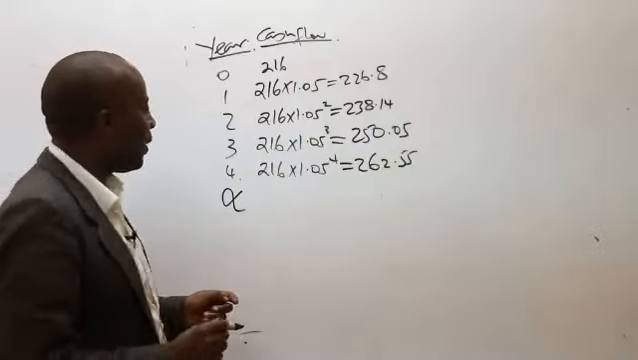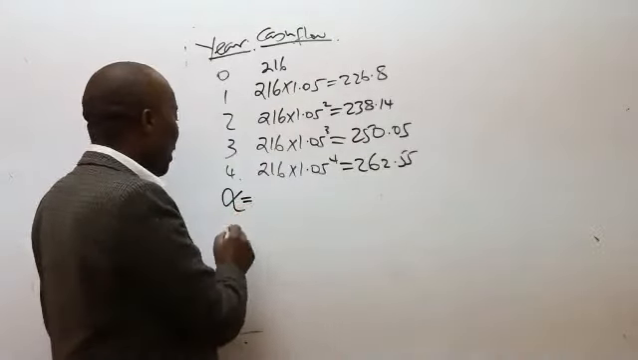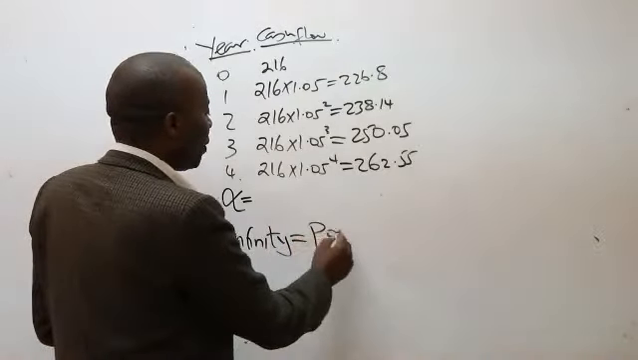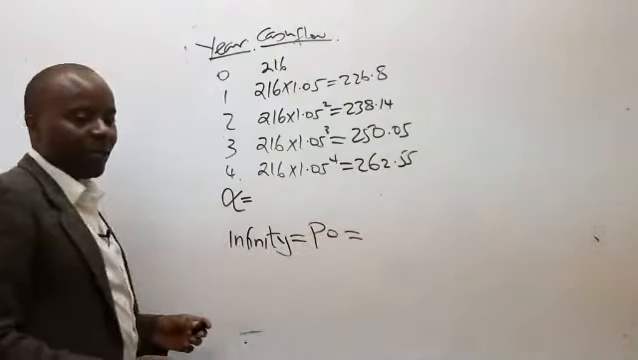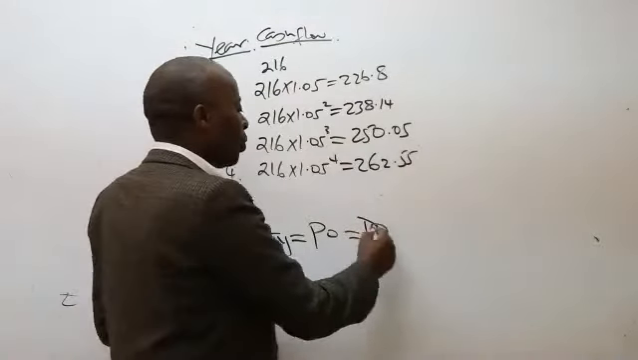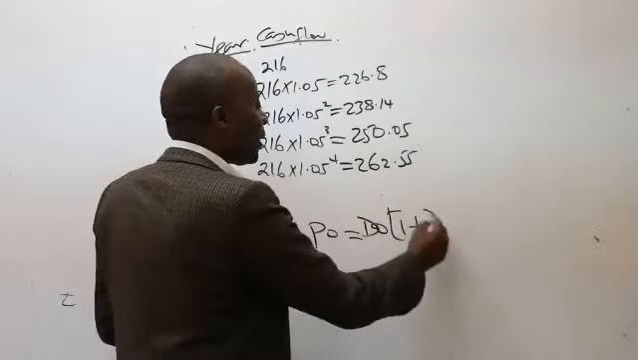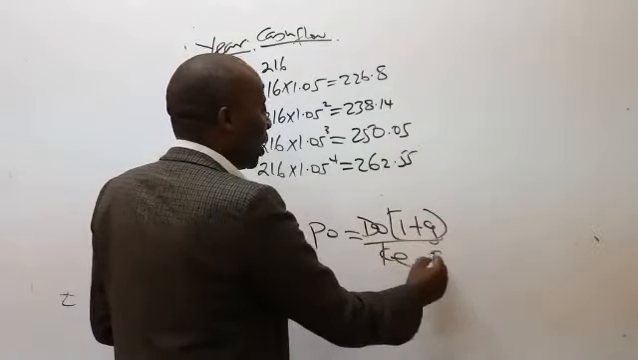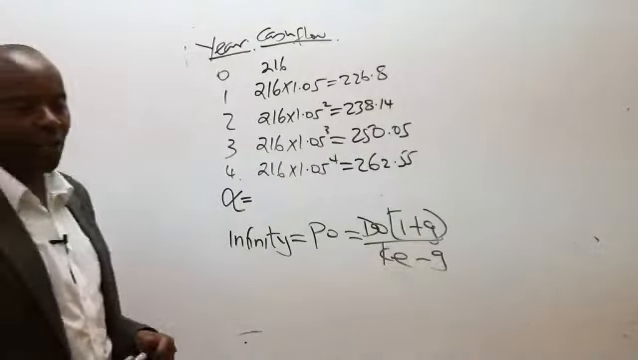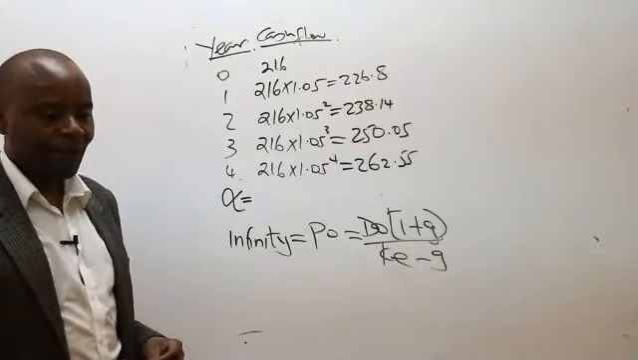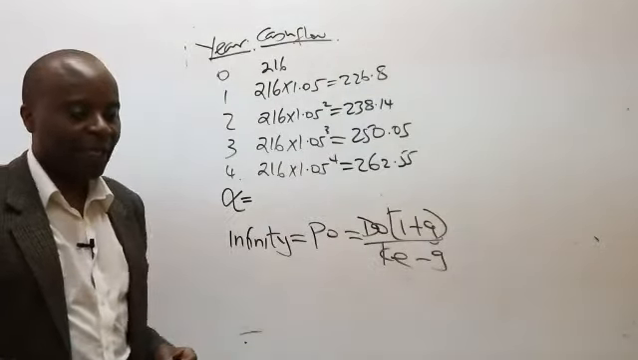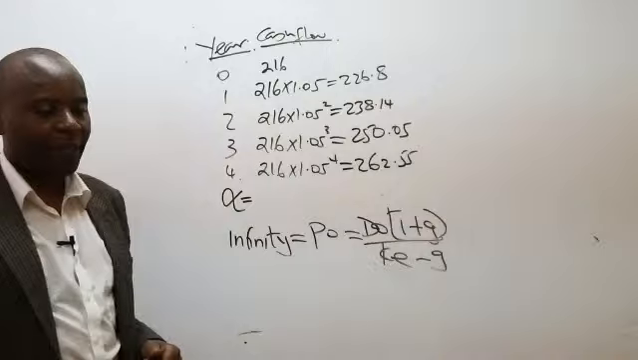We enter into the infinity. The infinity is the one of terminal value, which will be equal to D0 times (1 plus g), all over Ke minus g. All over Ke minus g.